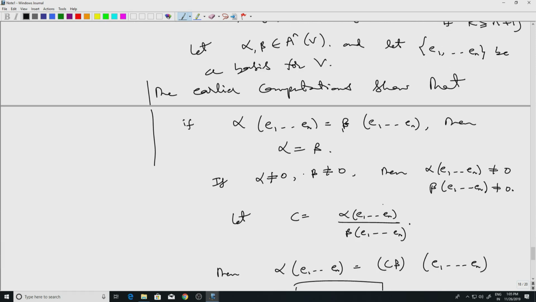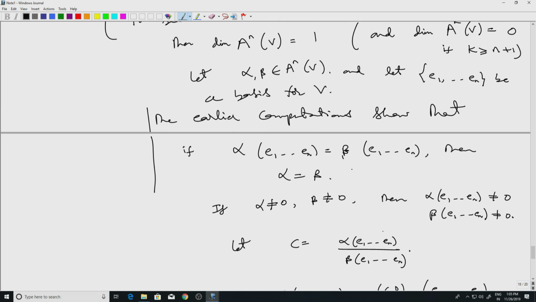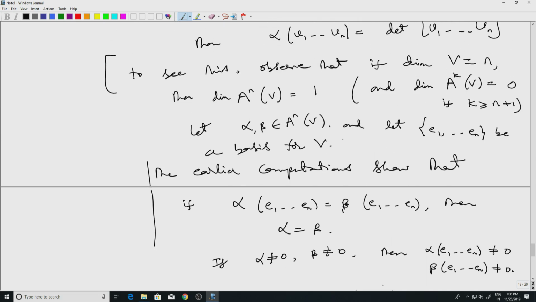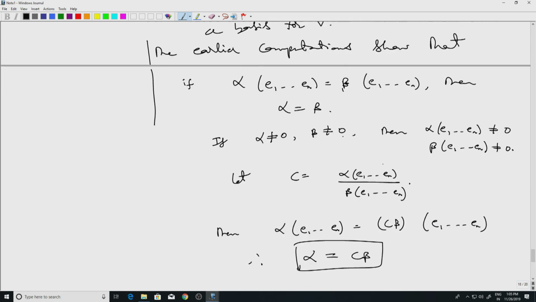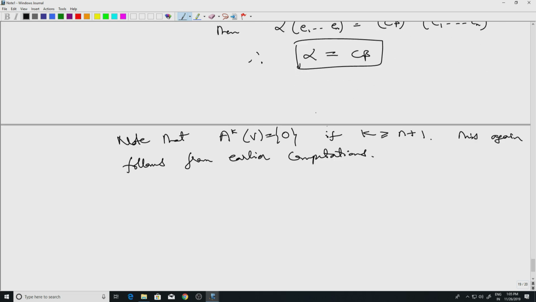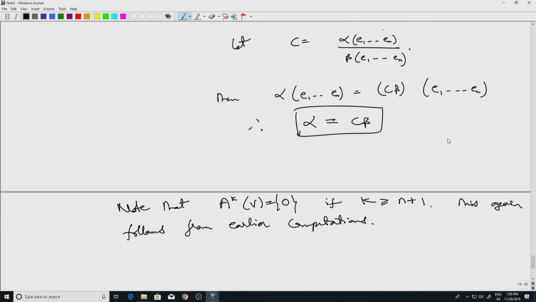And this we showed by saying that any two non-zero vectors are multiples of each other. Any two non-zero elements are multiples of each other. That's the same thing as saying the dimension is 1. It also showed us that if k is bigger than or equal to n plus 1, Λ^k V is 0.